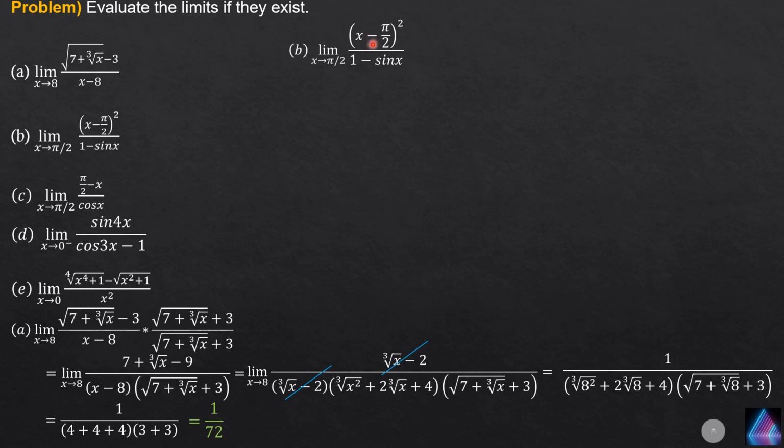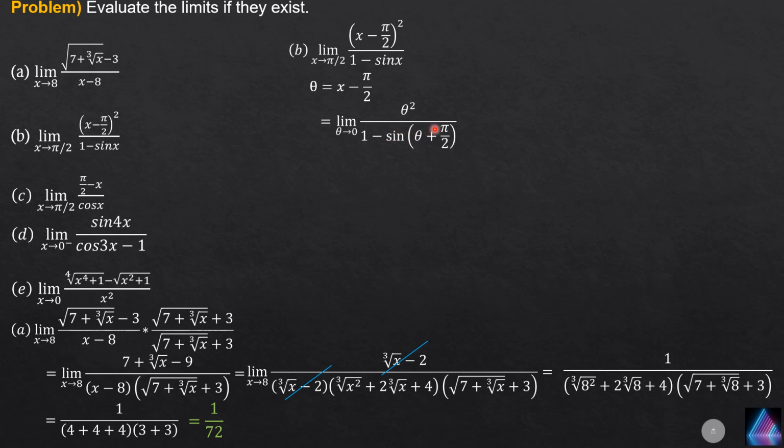So let us denote this whole quantity x minus pi over 2 as theta. And take note that when x approaches pi over 2, theta approaches 0. So we change the variable to theta, and theta approaches 0. Then x is theta plus pi over 2 from this equation. So limit as theta approaches 0 of theta square over 1 minus sine of quantity theta plus pi over 2.